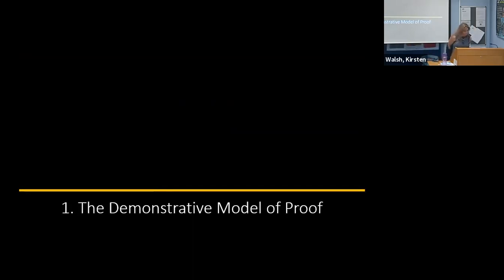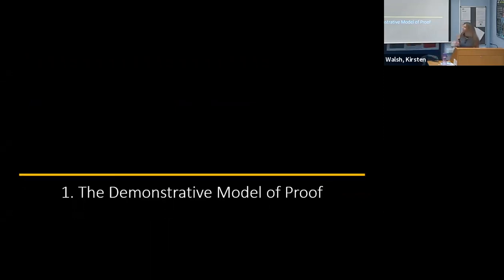It's warm. Okay, so let's start with the demonstrative model of proof. Okay, so in the early modern period, to prove something was just literally to make it known. There's nothing fancy about what a proof is. To prove something is to make known the truth of something, to confirm a matter in whatever way.